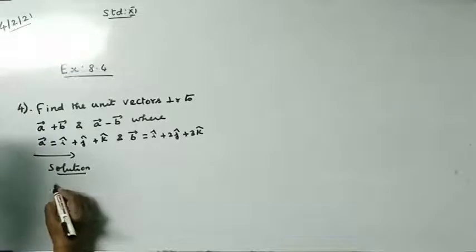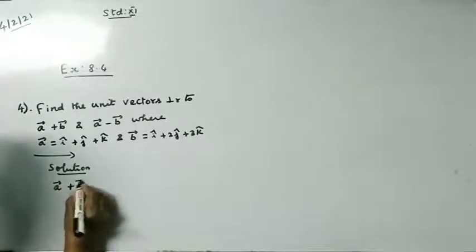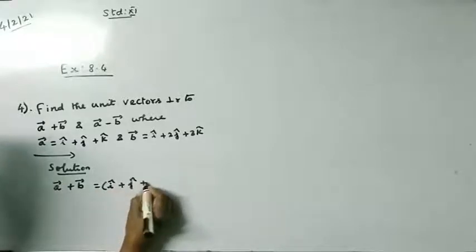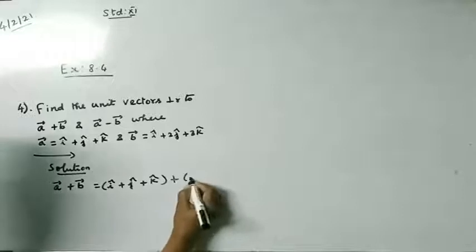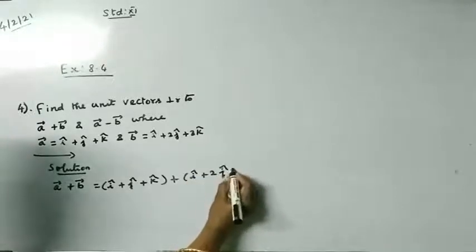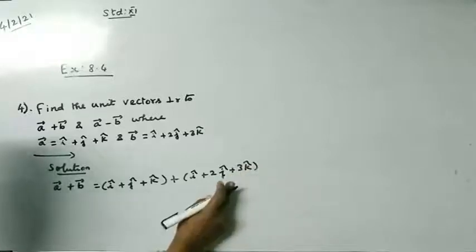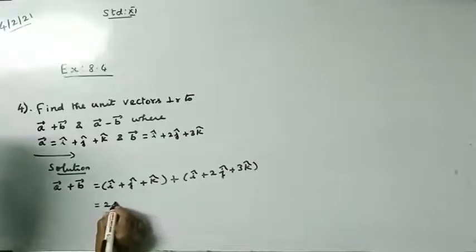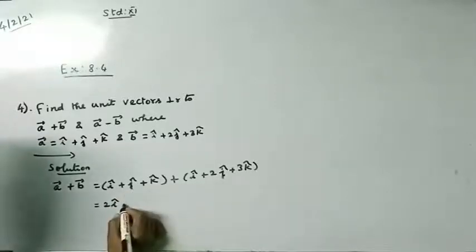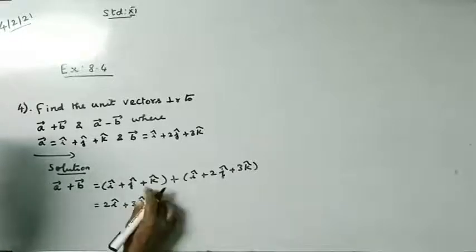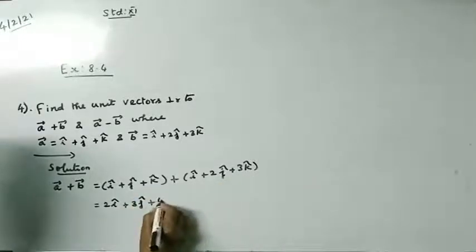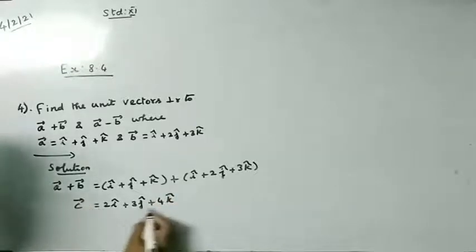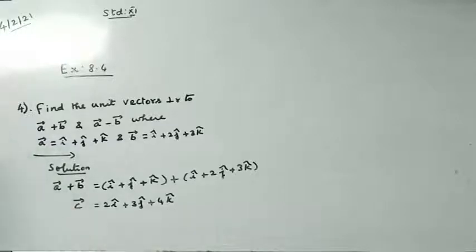Okay. So first find A vector plus B vector. What is A vector? A vector is i cap plus j cap plus k cap, plus i cap plus 2j cap plus 3k cap, which is B vector. Add these two. So i plus i, that is 1 plus 1, 2i cap. 1 plus 2, 3 j cap. 1 plus 3, 4 k cap. So let me take this as C vector. A plus B, take it as C vector.